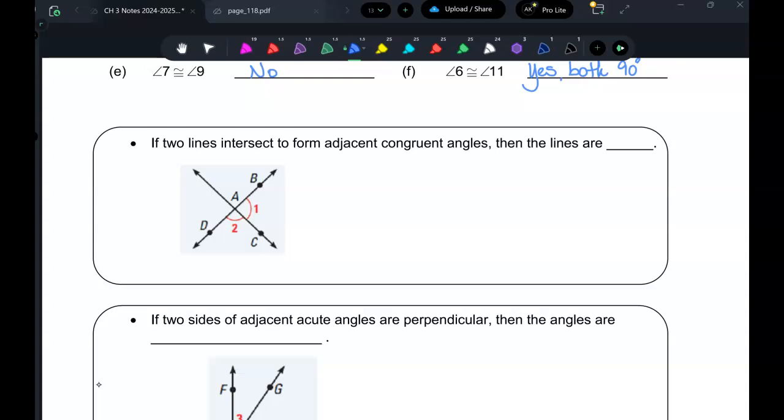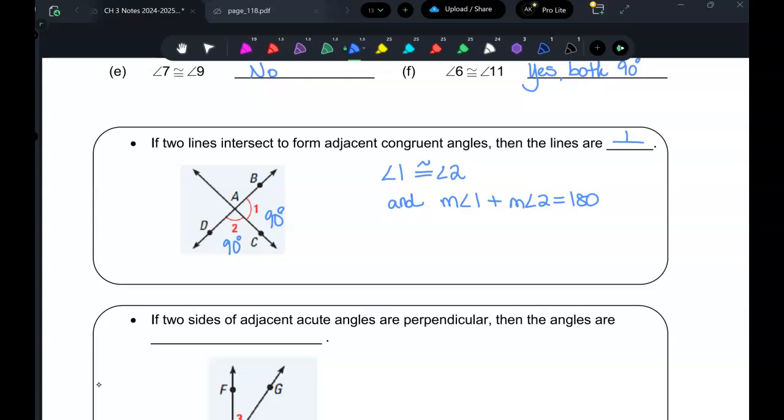Okay, they're going to add up. So if I say angle 1 is congruent to angle 2, and what else do I know? Angle 1 plus angle 2 adds up to 180. So what does each angle measure have to equal? If they're the same, they both have to be 90 degrees. So if they make 90 degrees, the lines are perpendicular. Perpendicular. Okay?